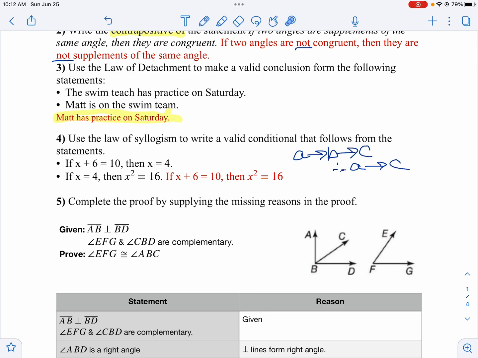It says, if x plus 10 equals 4, then x equals 4. If x equals 4, then x squared equals 16. So we're going to go from the first to the last. If x plus 6 equals 10, then x squared equals 16.